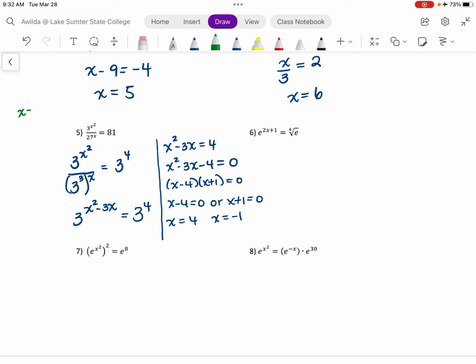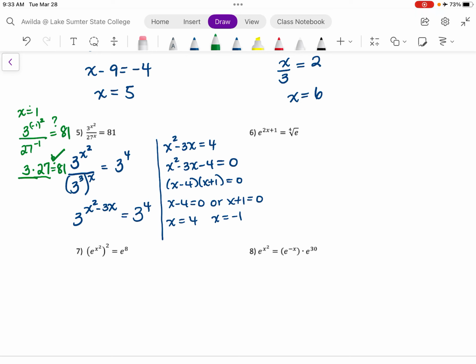So if x is negative 1, we have 3 to the negative 1 squared power over 27 to the negative 1 power, and that's supposed to equal 81. Well, in the numerator, negative 1 when squared just becomes a positive 1, so we in fact just get 3. And in the denominator, 27 to the negative 1 power actually is going to become 27 to the positive 1 power when moved up to the numerator. So indeed, I think this works. 3 times 27 does equal 81, so that is a true solution.